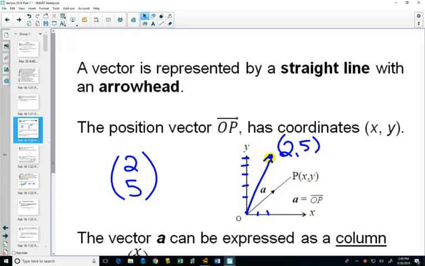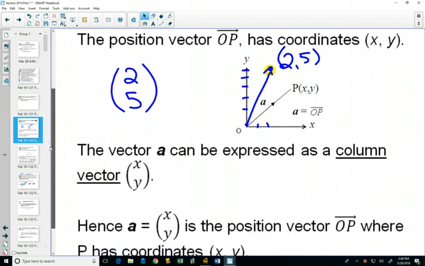So the way that we draw a vector is with a straight line and an arrowhead. If I have the vector (2, 5), if I go to the point (2, 5), that would be a vector, and we'll write it like this, with the x coordinate on top and the y coordinate underneath. And that is called a column vector.